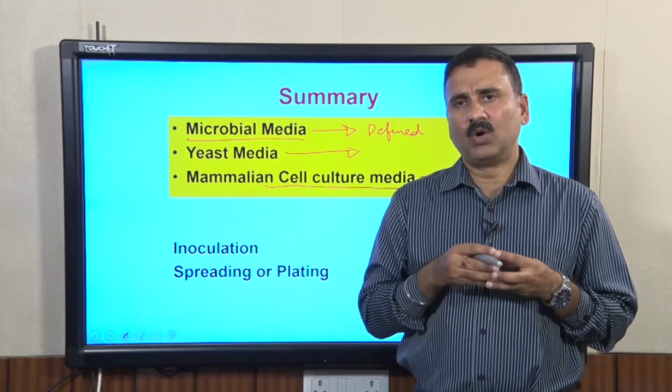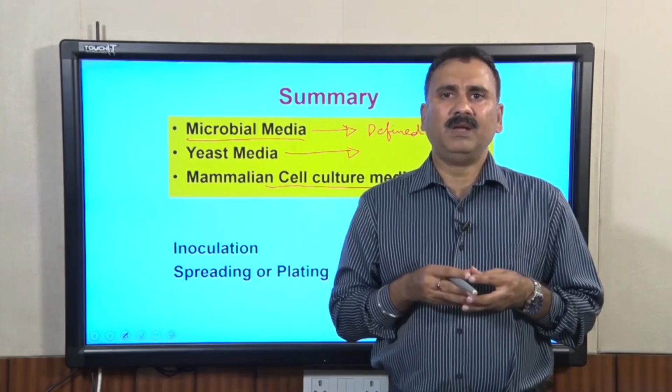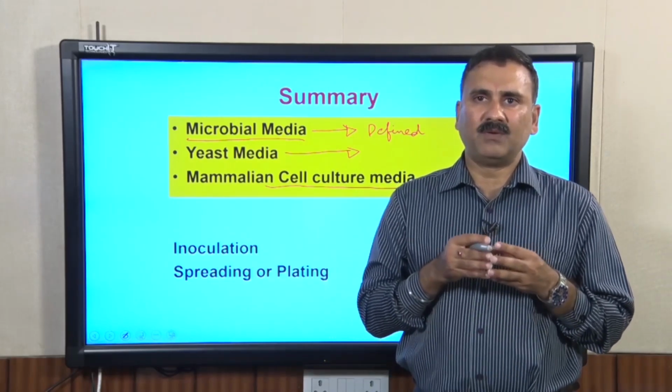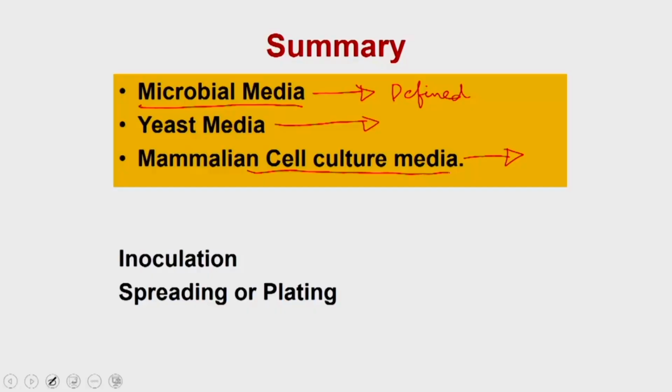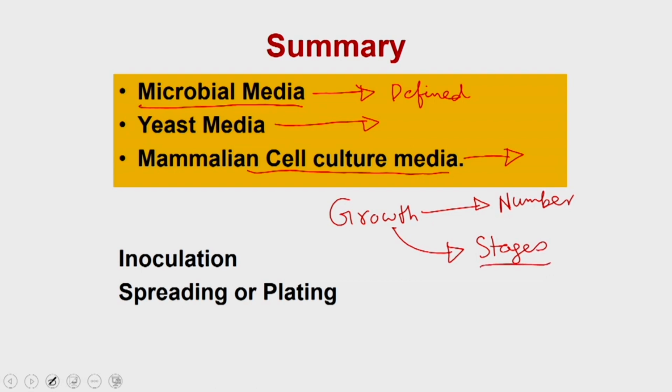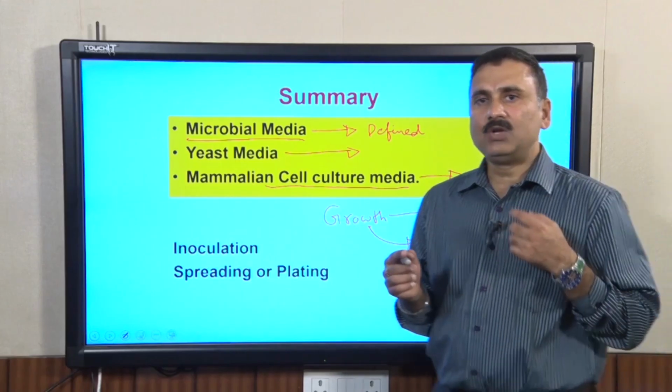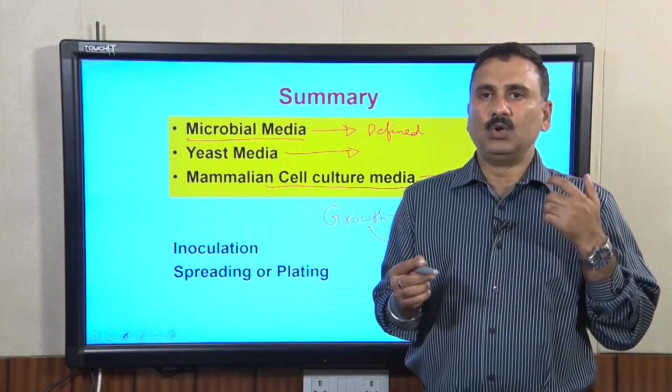When we talk about the growth of the microbial system, we will talk about growth in two ways. One, in which the bacteria is increasing its number. Or, growth where the bacteria is going through the different stages of the cell cycle or the life cycle. If you would like to grow the bacteria, you have two options.